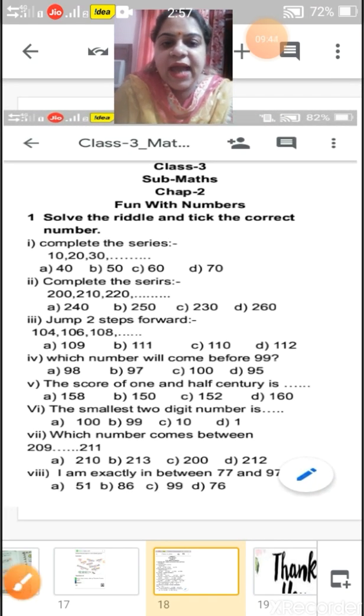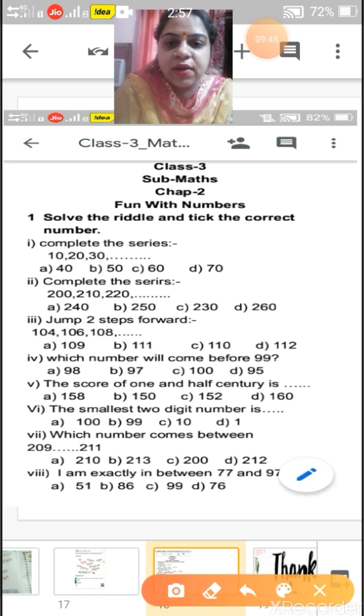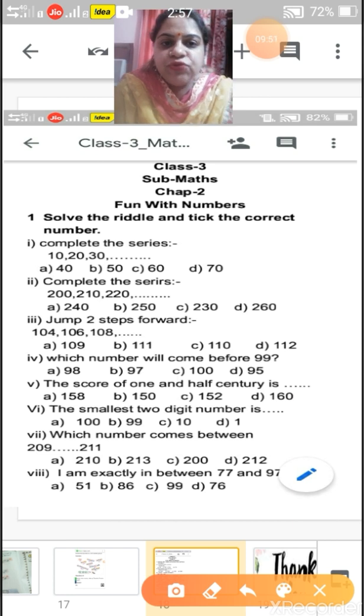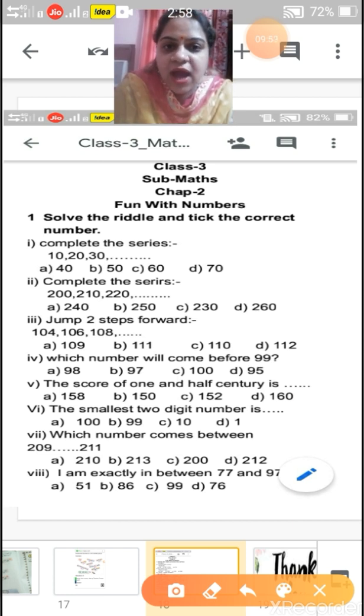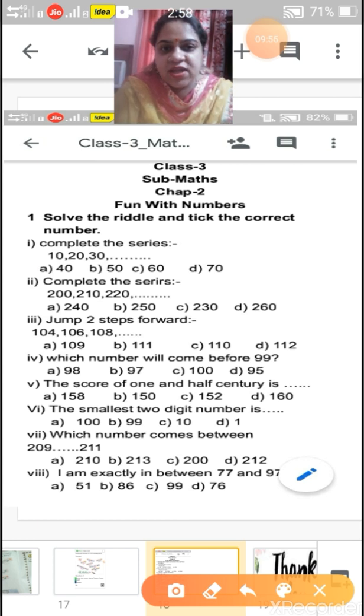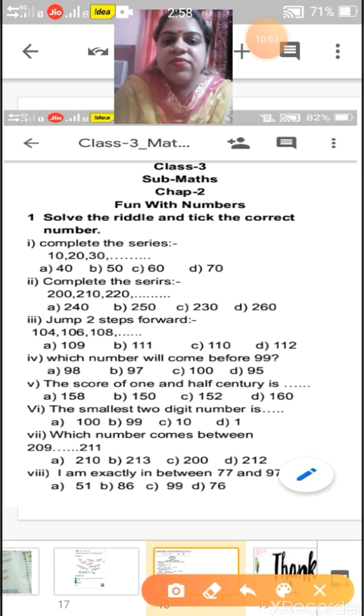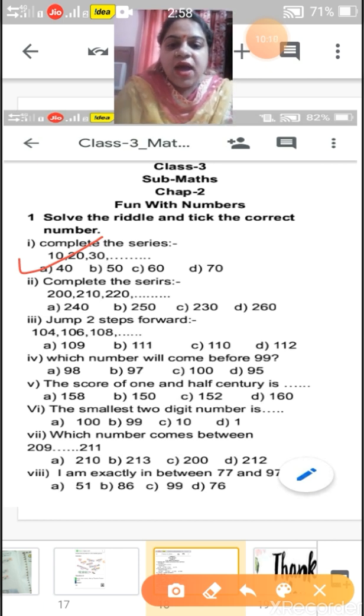Solve the riddle and tick the correct number. Complete the series. I told you 10 gaps, 2 gaps, 1 gaps. According to that, we have to add or subtract the number. That series will continue. Like it is given 10, 20, 30. So what will come next? Next is 40. Now next, complete the series 200, 210, 220. So what will come next? 10 they were adding, so it's 230.